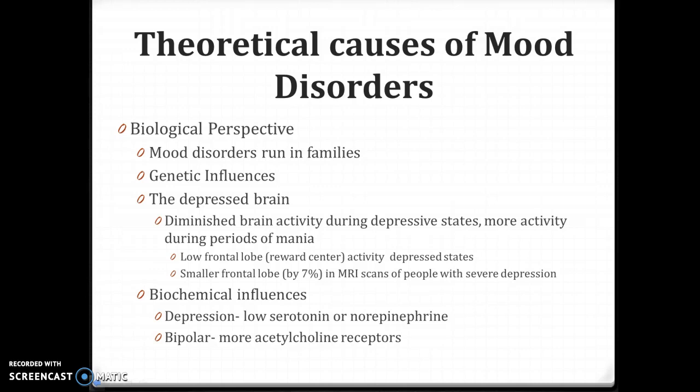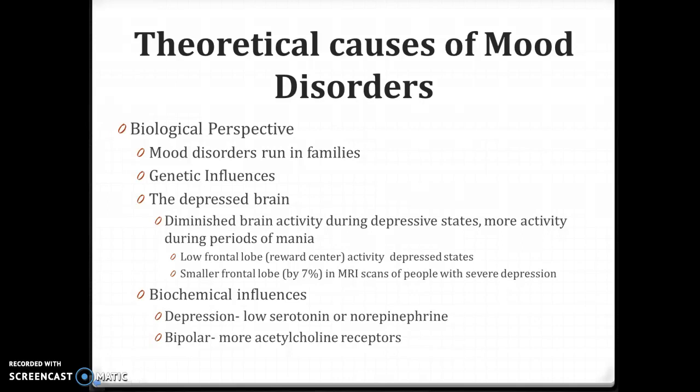What are the different causes of mood disorders? There are different schools of thought on this. From the biological perspective, we know that mood disorders run in families. There are genetic influences on mood disorders, and there are also effects in the brain: diminished brain activity during depressive states and more brain activity during periods of mania. There's low frontal lobe activity, the reward centers in the frontal lobe, during depressed states.